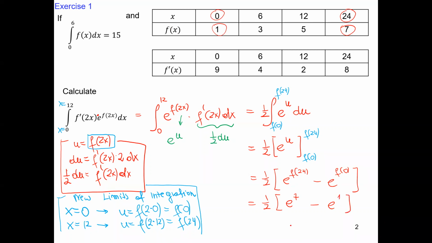We may factor out, or we don't have to. e to the power of 0, of course, is 1. This is the final answer: 1/2 times e to the power of 7 minus e. Exercise number 2.